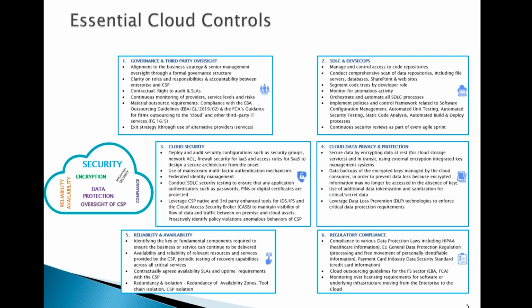Also ensuring that there are contractually agreed availability SLAs and uptime requirements, agreed with the CSP as well. And then implementing redundancy, but not just having more than one of the same component, but also having isolation of those components, to protect from a big disaster, like an earthquake or floods or something.